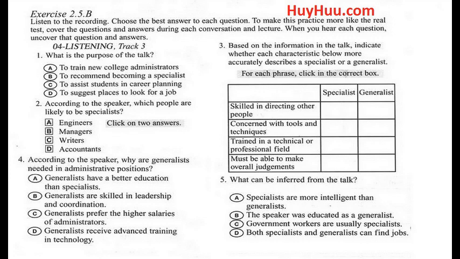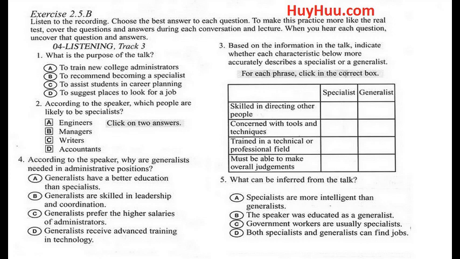Any organization needs both kinds of people, although different organizations need them in different ratios. It is your job to find out, during your college years, into which of these two job categories you fit, and to plan your career accordingly.